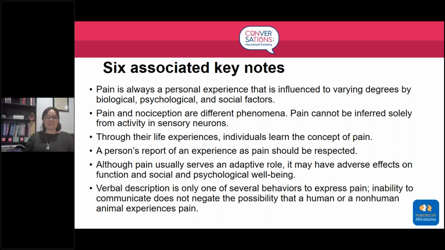So pain has an adaptive role. As we've already said, it's there for protection, but it can have adverse effects on function and our social and psychological well-being. If pain is stopping us from physically functioning, but also from being able to engage socially, and of course, pain feels horrible and it can really have psychological impact. Verbal description is one way that we express pain, but just because we can't express it, it doesn't mean that pain doesn't exist.